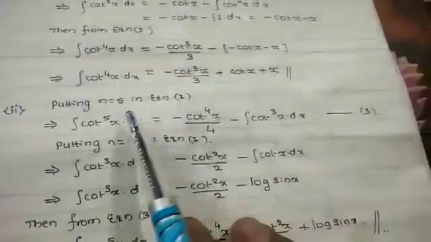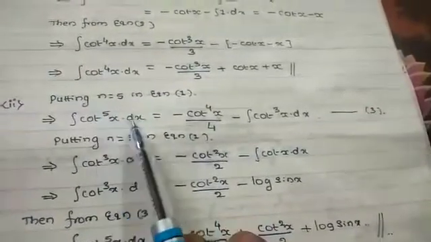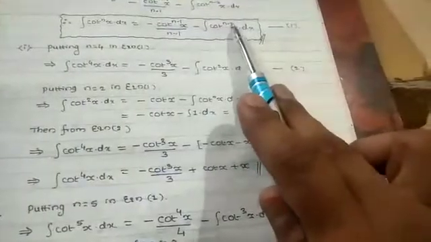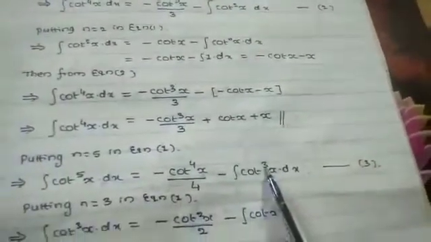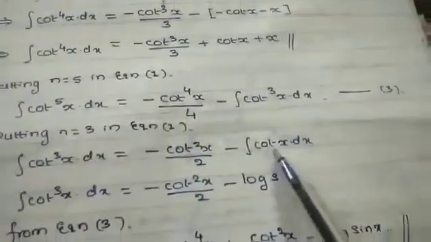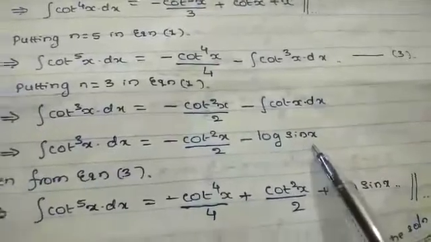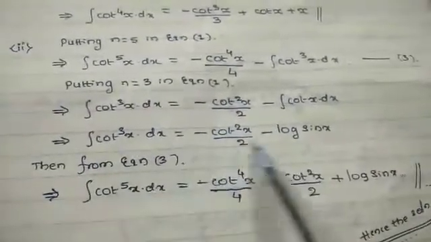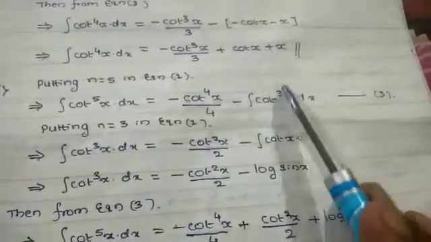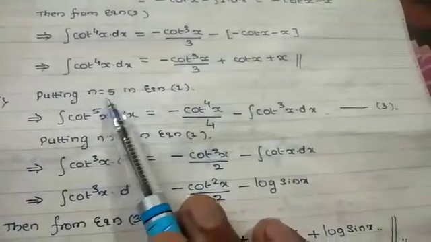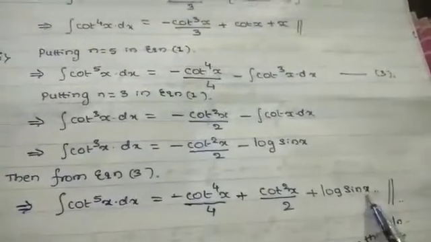Similarly, in order to calculate cot raised to 5x with respect to x, put n equals 5 in equation 1, so 5 minus 2, it becomes 3. In order to find this I3 value, put 3 minus 2, so it becomes I1. So integration of cot x with respect to x, its formula is log of sin x. So substitute this in the above equation, and you will get the value for n equals 5, that is integration of cot raised to 5 with respect to x. Okay.